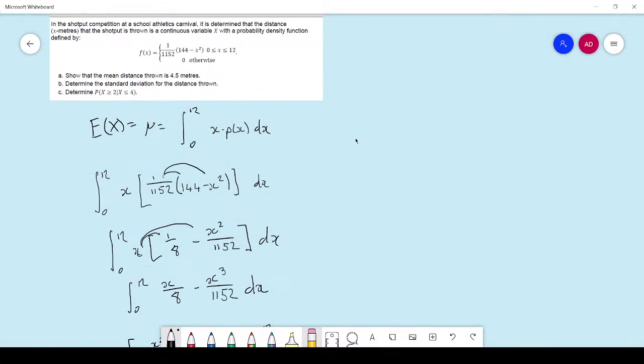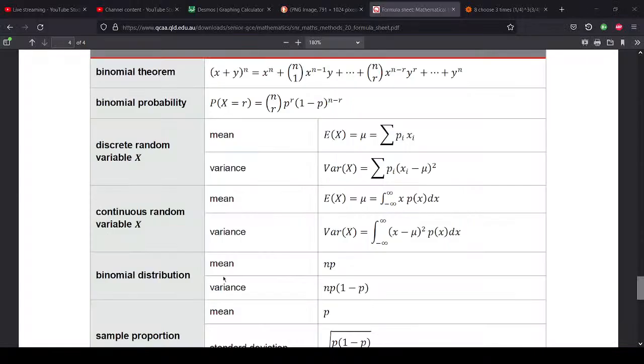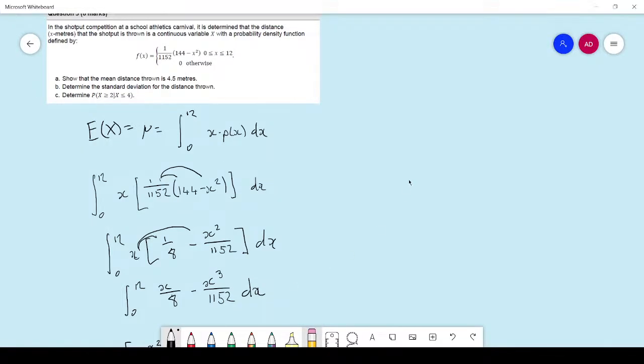Part B, determine the standard deviation for the throw. So that again should just be formula sheet. If we know the relationship between standard deviation and variance, that's pretty straightforward. So we can use this one here to find variance, and then we'll just exploit the fact that variance equals sigma squared. I'll double check that, but I'm pretty sure that's it.